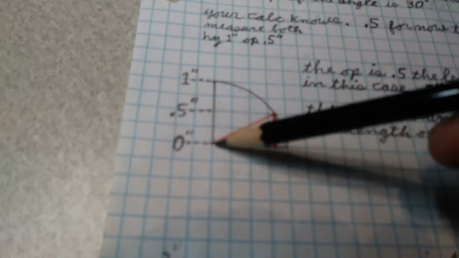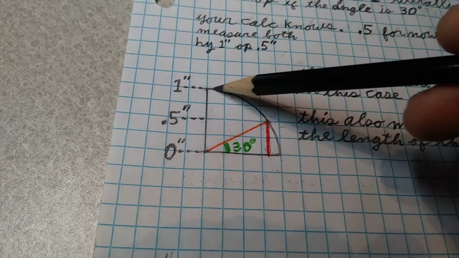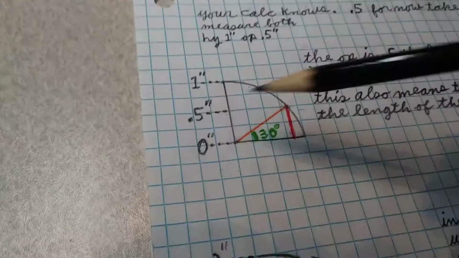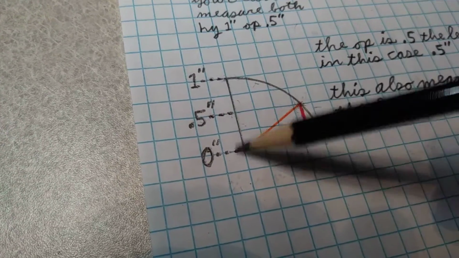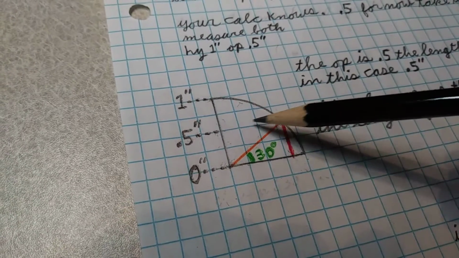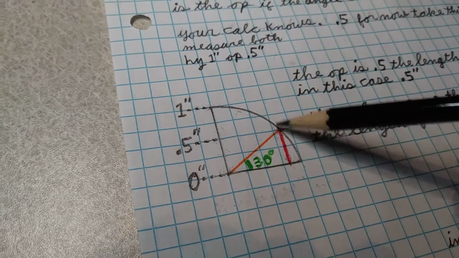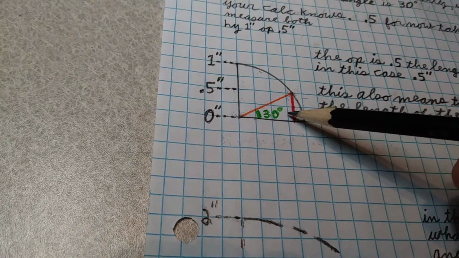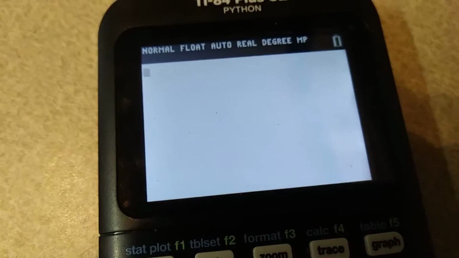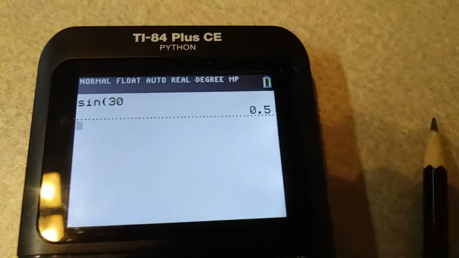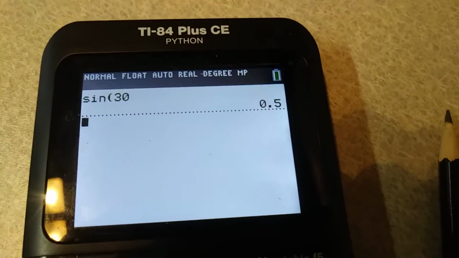Now, if you could take this hypotenuse and swing it up to 90 degrees, you'd see that the hypotenuse measures 1 inch. Notice also that right here where I have 0.5 inch, you have 2 squares, so that's 0.5 inches literally. Follow that across, and you see that the opposite side is 0.5 inch. We have an angle right here, 30 degrees. So let's take a look at the sine of 30 degrees. We get 0.5. In this case, we can take that to mean 0.5 inches.